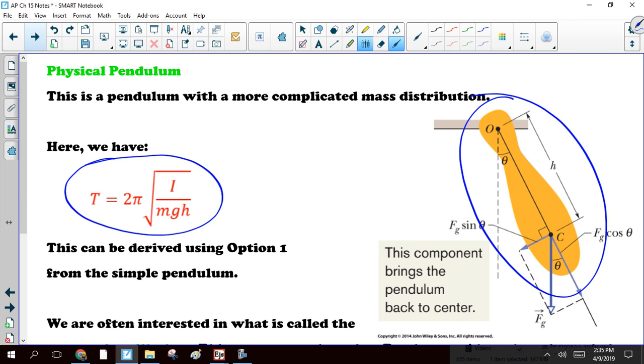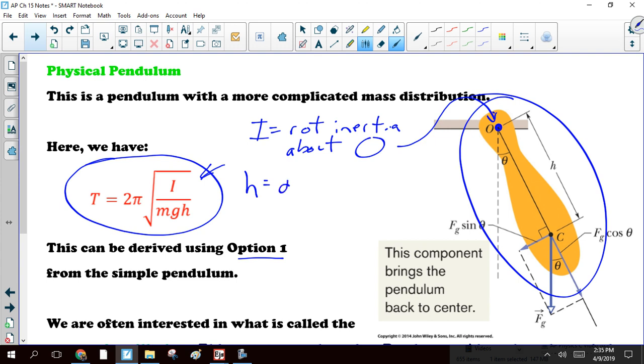is given by this formula. The proof for this is almost the exact same thing as what we just did in option 1. The question, though, is what is H? To be clear, I is the rotational inertia about O, where O is the point about which the pendulum is pivoting. And then H is the distance from O to your center of mass.